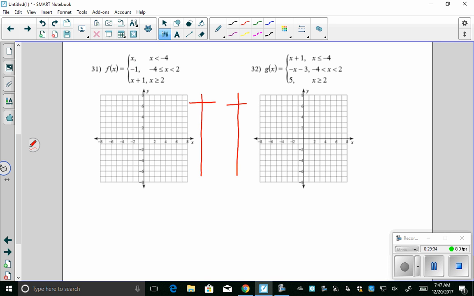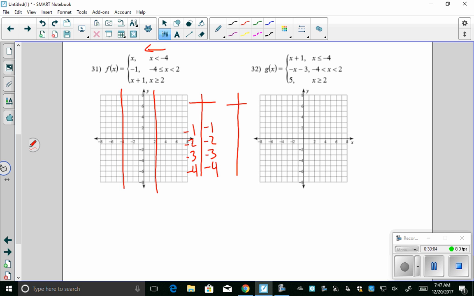So I'm going to draw a vertical line at -4 because of these two numbers, and a vertical line at 2. Once I draw my vertical lines, I have to look at the graph. X is going this way, so I'm going to do -4. When I plug in -4, I get -4. Plug in -3, you get -3. Plug in -2, you get -2. Plug in -1, you get -1.